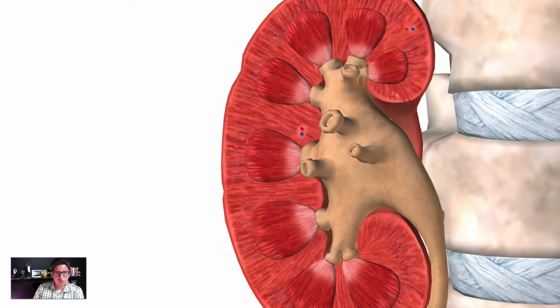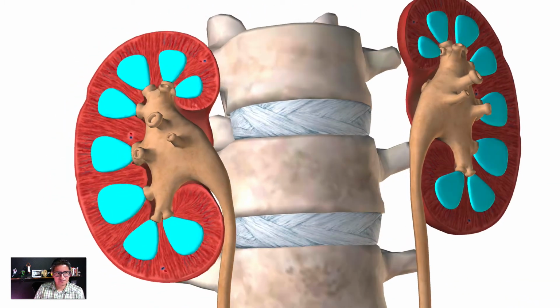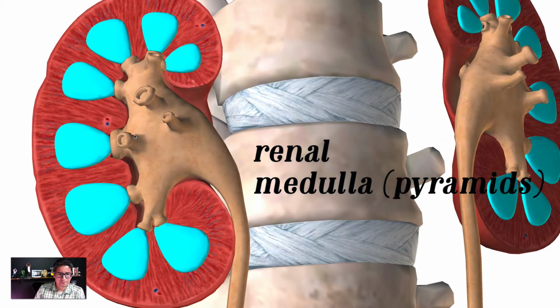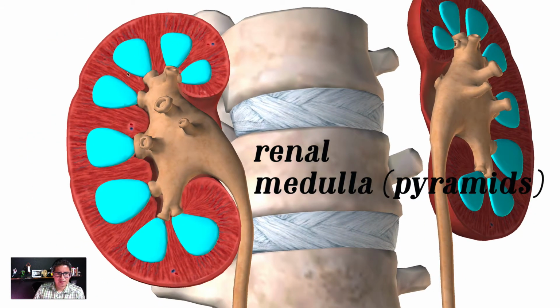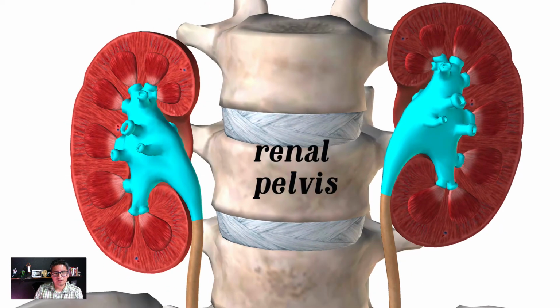So that's the renal cortex, right? And let's work our way in. You see those little pyramids there? These are the renal pyramids. You have about 8 to 12, or 6 to 12, renal pyramids. And then you have the renal pelvises.